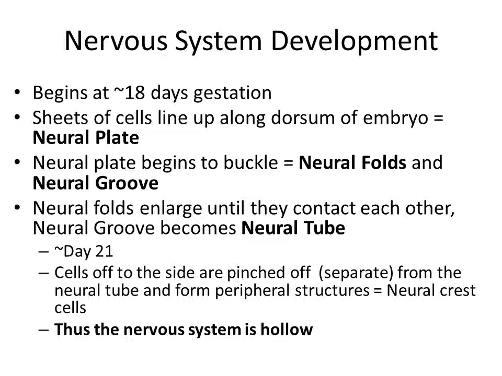At the same time that the neural tube is formed, cells that are off to the side of our neural folds are pinched off or separate away from the neural folds and neural tube. And these particular cells are called the neural crest cells. The formation of this neural tube is why our nervous system in mature individuals is hollow.